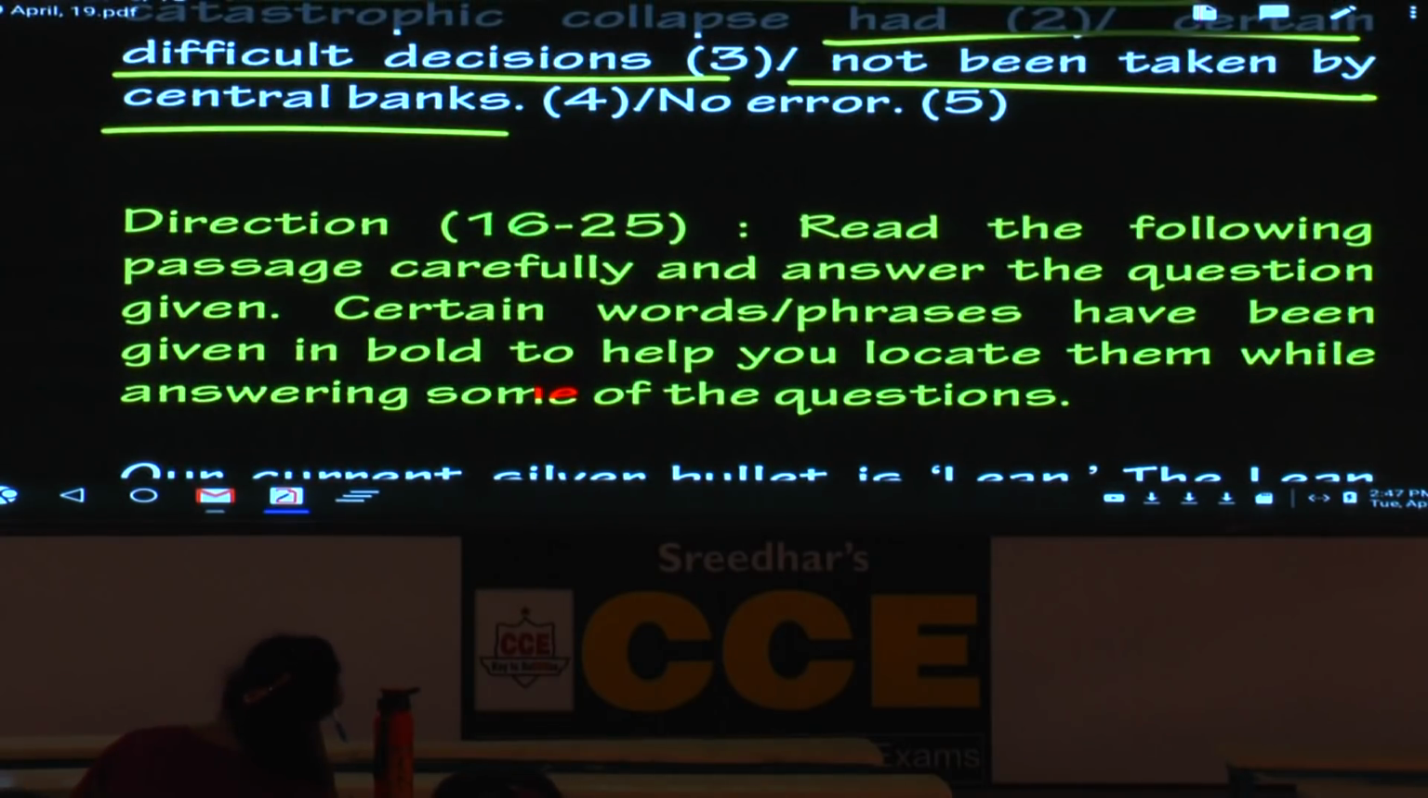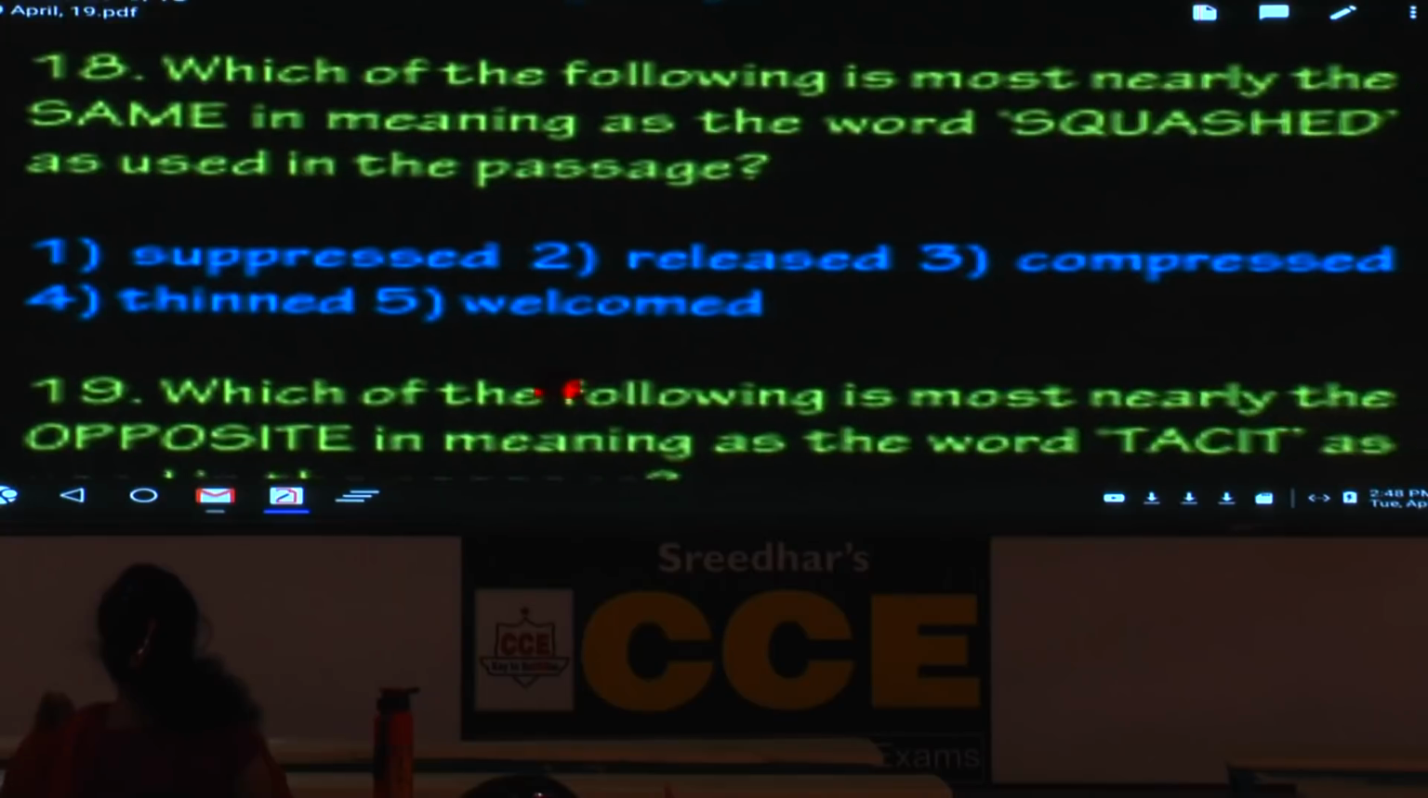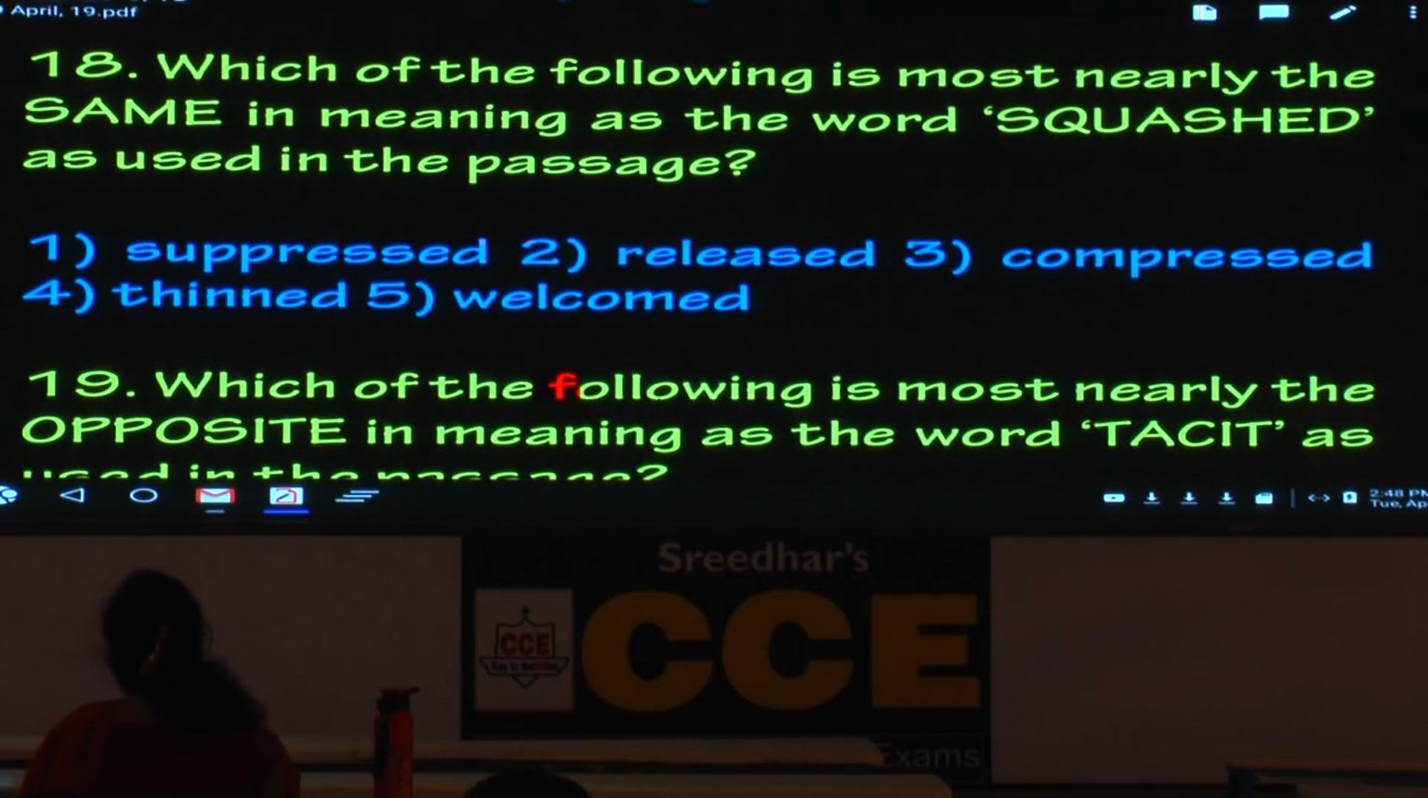Now shall I move on to, we cannot touch the passage. I can't give you so much time. We have to move on, but before we go to the next 5 questions related to cloze test, we'll see the questions related to words, meanings of words based on the context. So please go to question number 18. Have you seen question number 18? Same meaning, and what is the word? Squashed. Go to the passage, see the context.